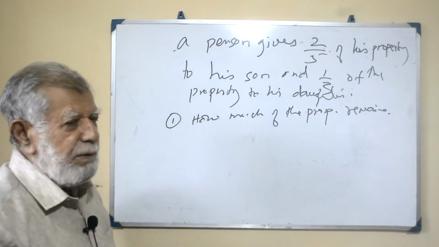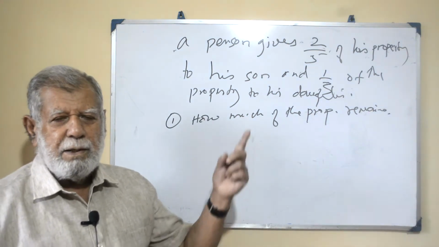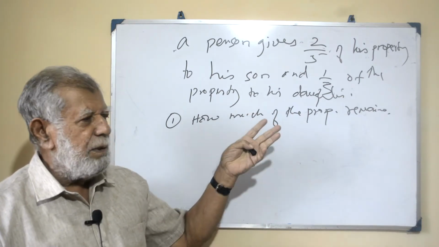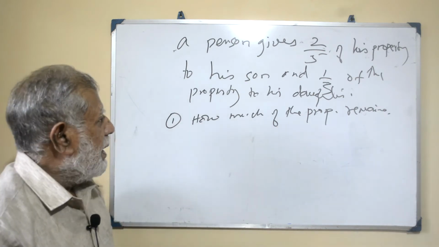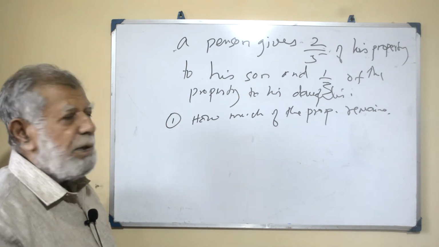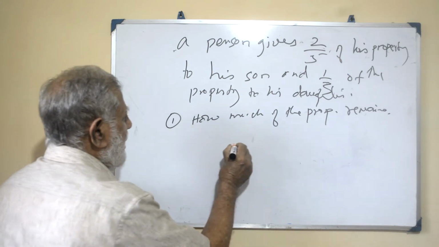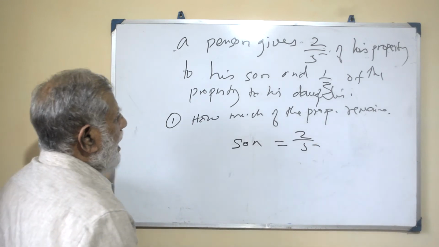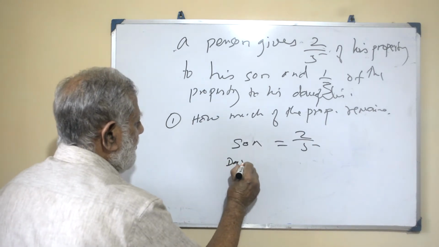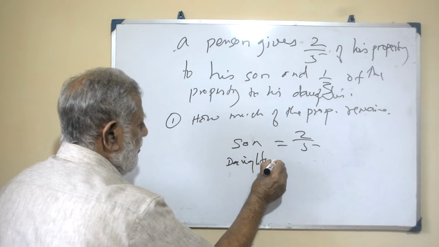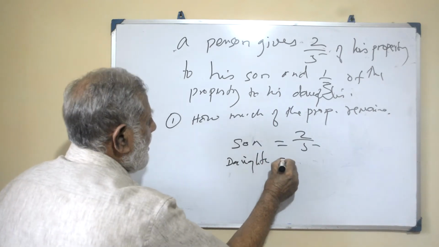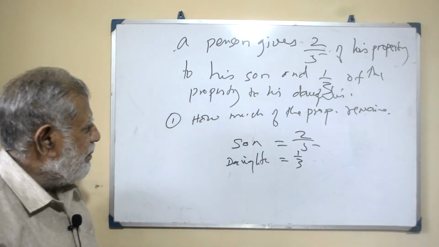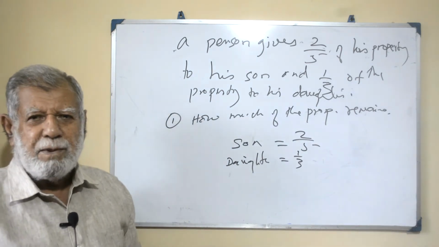Like what we did in the earlier sum, he had 100 rupees, he gave 20 to his son, 30 to his daughter, then 30 and 20, 50, and 50 rupees is remaining. So here also we follow the same procedure. He gave his son 2/5, and his daughter 1/3. First of all, we must find out altogether how much he has given.